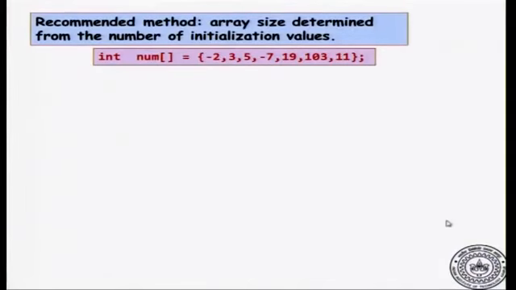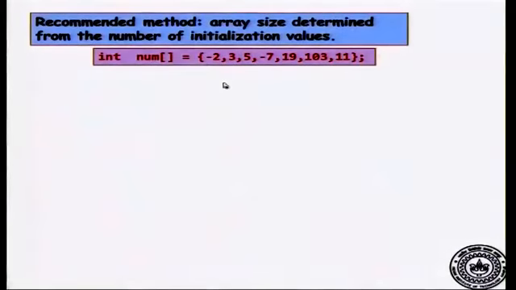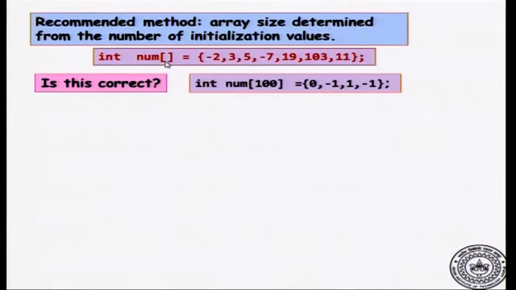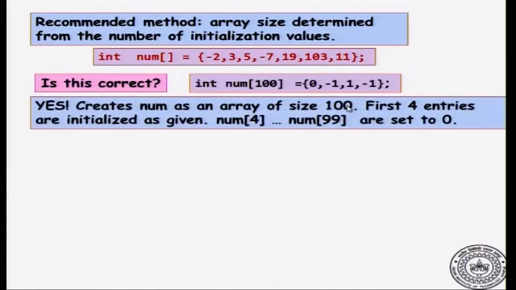The recommended method to initialize an array is to give the list of initial values and let the compiler decide what the size of the array should be. So if you give 7 initial values, it will decide that the array is of size 7. Now, is the following code correct if I declare an array num of size 100 and give 4 initial values? Okay, so this is correct.